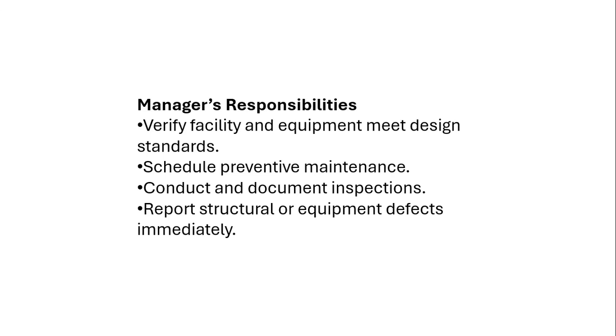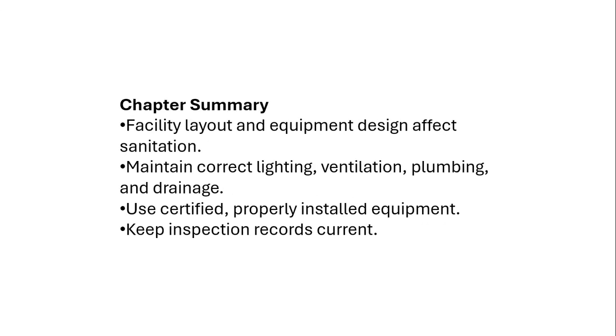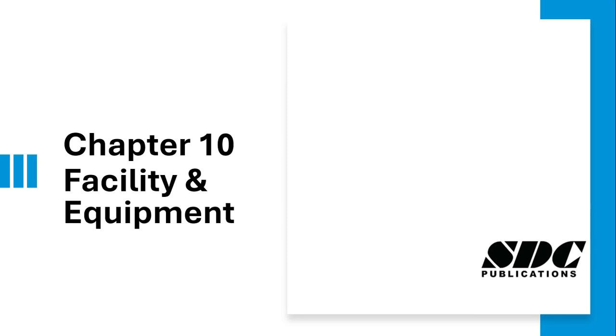All right, so our manager's responsibility, we should be verifying the facility and equipment meet the design standards, schedule preventative maintenance, conduct and document inspections, and report structural or equipment defects immediately. So what did we learn today? We learned that facility layout and equipment design affect the sanitation. We should be maintaining correct lighting, ventilation, plumbing, and drainage. Use certified, properly installed equipment, and keep inspection records current. And that's chapter 10.